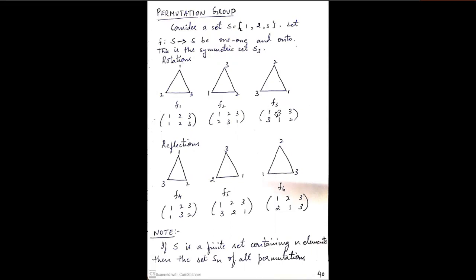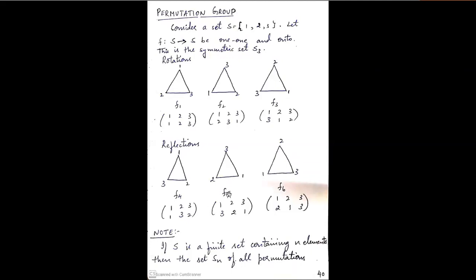So you have got f1, f2 and f3. Next, one more function I can obtain is to keep 1 as it is. I fix the position of 1 and I only change the positions of 2 and 3. That means about this point, 2 and 3 are reflected. So 2 goes to the third position and 3 goes to the second position. So I can write this f4 as 1 goes to 1, 2 goes to 3, 3 goes to 2.